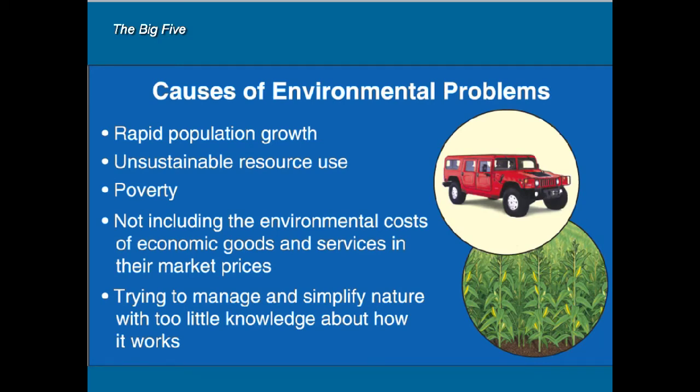So looking at the main causes of environmental problems, the big five: rapid population growth, unsustainable resource use, poverty, not including the environmental costs in economic goods and services and their market prices. Like, you don't take into consideration the waste or the effect of removing certain resources from the environment. And trying to manage and simplify nature with too little knowledge about how it works.